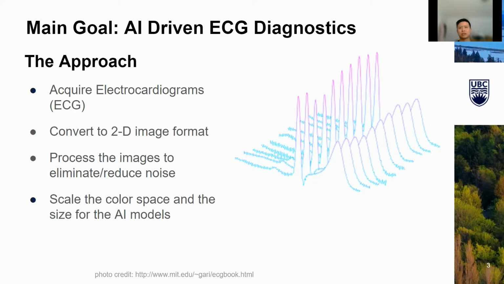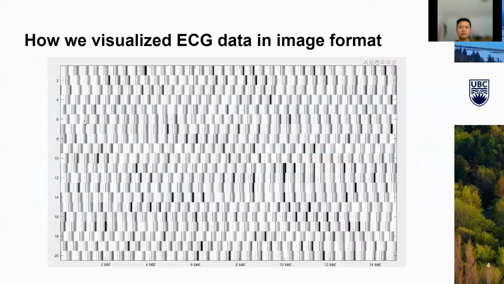Here is the approach we're using. First, we convert the 1D ECG data to a 2D image format by displaying the same number of heartbeats in each row. And then we process the image to eliminate the noise and get the image data into the correct color space and scale it to the proper size for the AI model to work on.